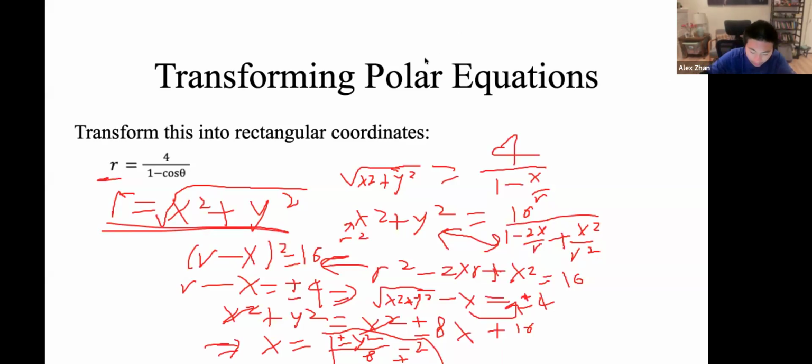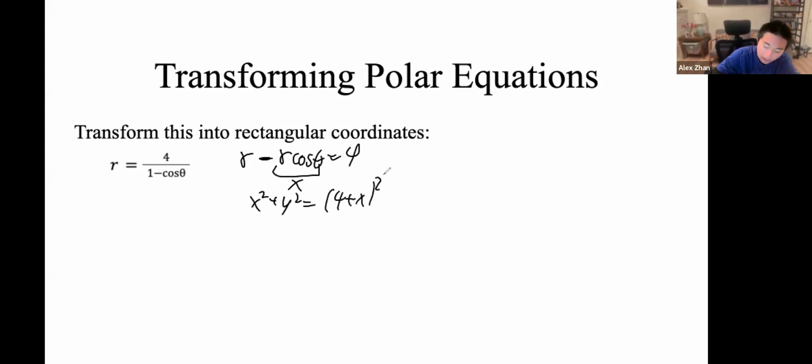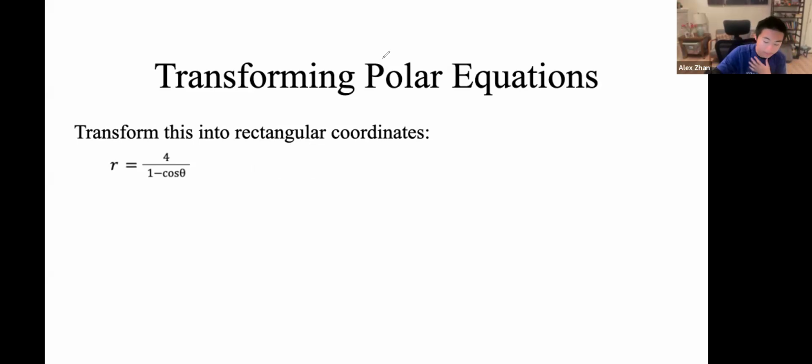Okay, and also I just want to quickly say that if you're unable to solve equations like this directly, sometimes you could just choose to bash them out. This equation turned out to be nice because you could turn it into r minus r cosine theta equals 4, and that this side is x, so then you can turn it into x squared plus y squared equals 4 plus x squared. But sometimes equations aren't necessarily so pretty.